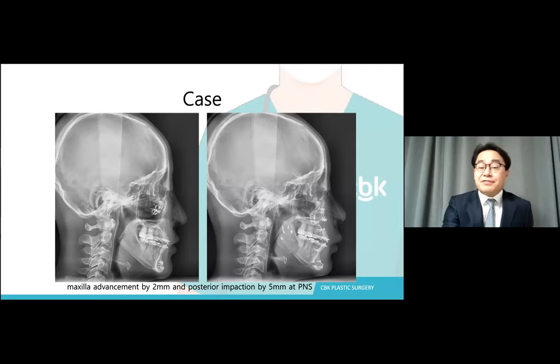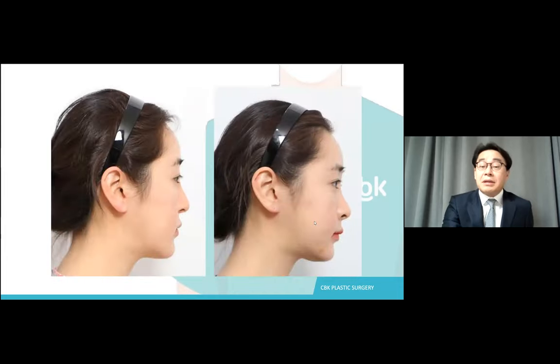This is before and after. You can see the facial profile change from flat or concave to convex. This is before and after. The patient is satisfied with the result. She feels that her face has become smaller and three-dimensional.